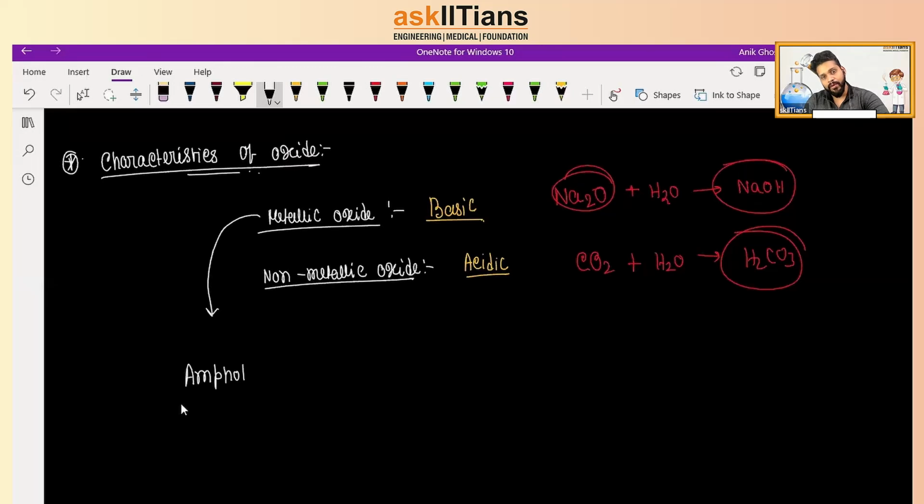Guys, I believe you remember from grade 10th that there are metallic oxides like ZnO or Al2O3. They're amphoteric, so they show both the characteristics of acidity and basicity combined together, correct? These are called amphoteric oxides. Generally, metallic oxides are acidic or basic in nature, but they can be amphoteric as well. And non-metallic oxides are generally the ones that show more acidic character. So they're acidic.